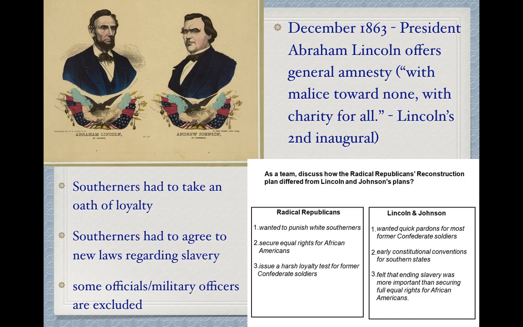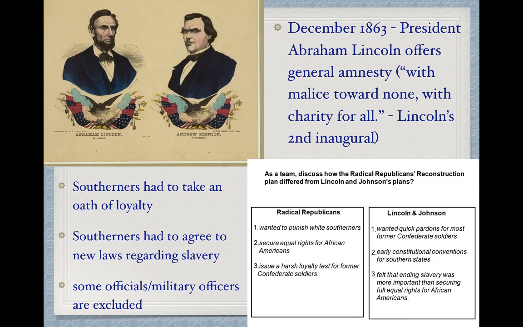On the right, down here in the bottom right corner, it says Lincoln and Johnson, they want quick pardons for most Confederate soldiers. They want early constitutional conventions for Southern states. So the Southern states need to rewrite their constitution to include laws regarding freed slaves. And they believed that ending slavery was more important than securing equal rights for African Americans. So as long as slavery was over, they were going to leave the equal rights bit for a later time or for Southern states to decide themselves.